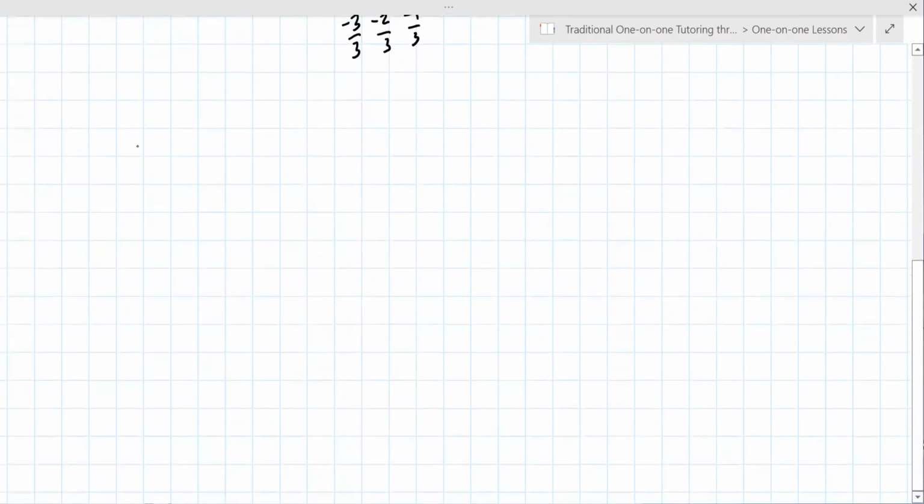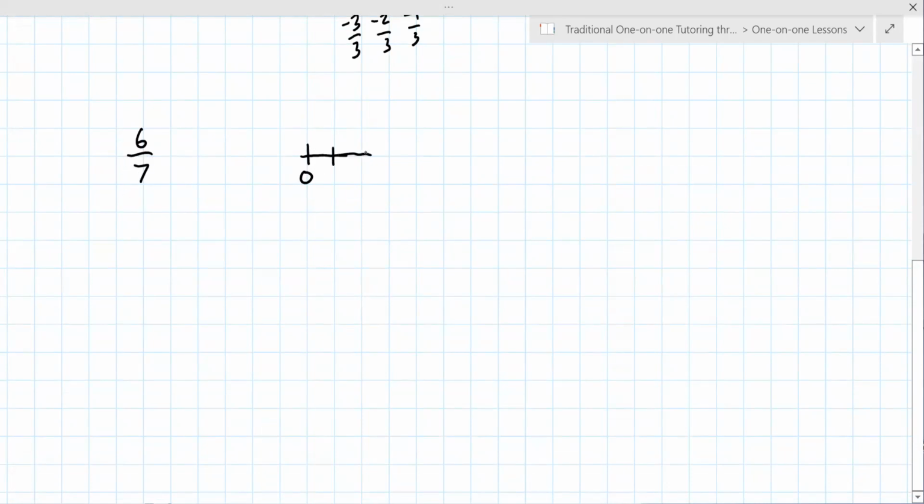Okay, so let's look at something like 6/7. 6/7 is positive, so you're going to start with 0. And how many marks are you going to make? How many vertical lines are you going to make? 7. Yeah, it's based on the bottom numbers.